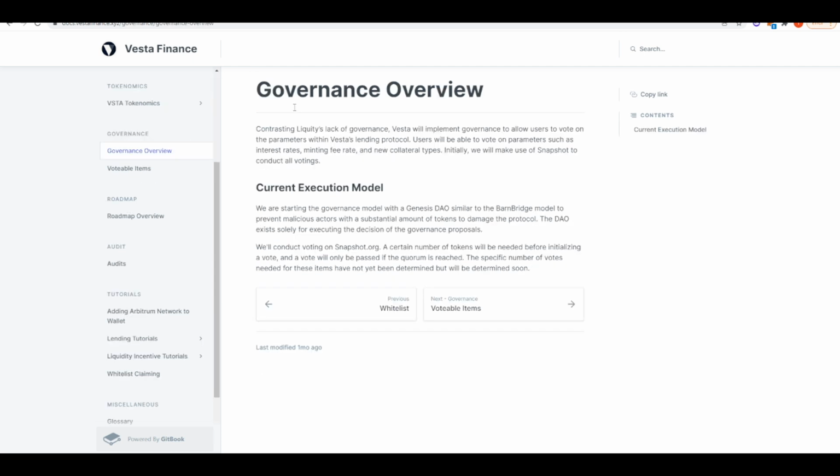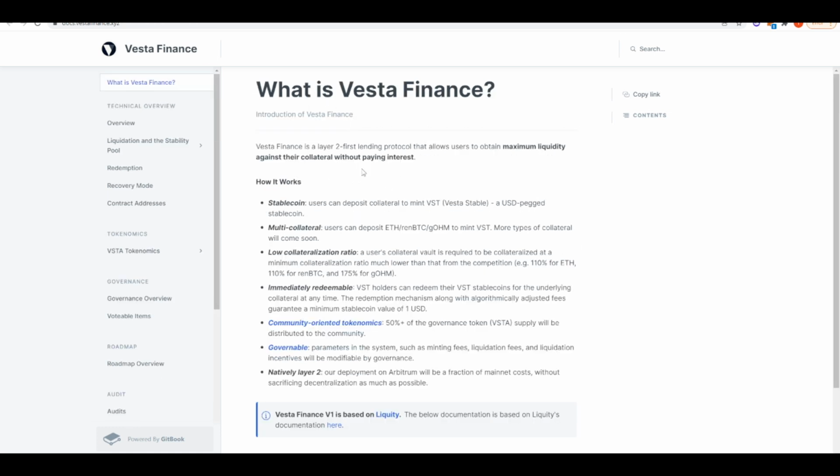Of course that sounds exactly like what Liquity does on Ethereum layer 1. And in fact, if I go to their governance overview, contrasting Liquity's lack of governance, Vesta will implement governance to allow users to vote on the parameters within Vesta's lending pool. As you can see here, they even cite Liquity in their governance overview. So it's safe to say that's exactly what they're aiming for.